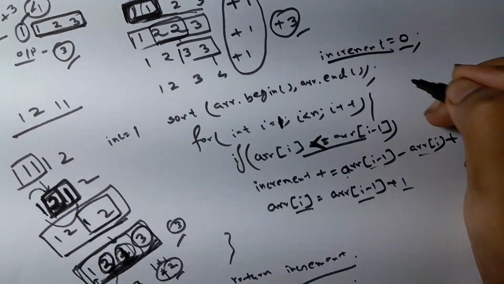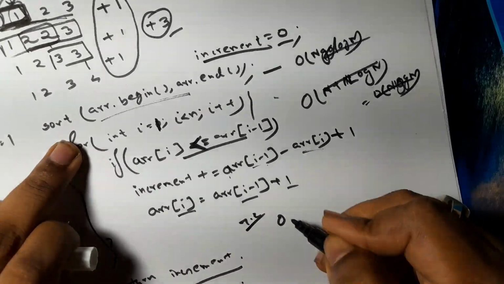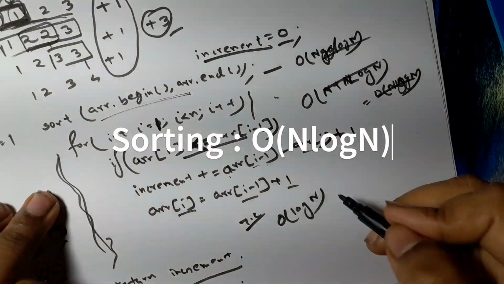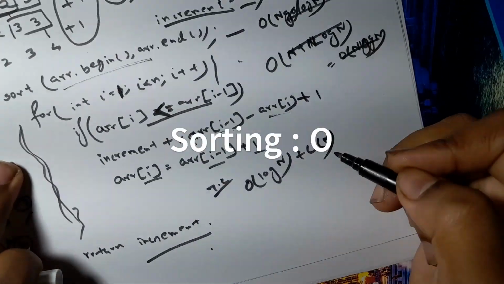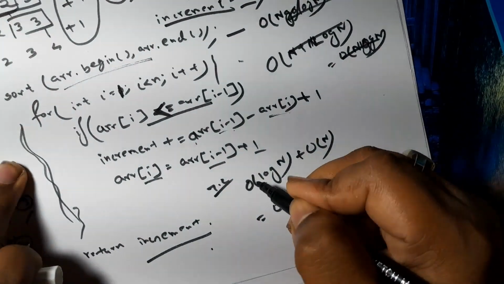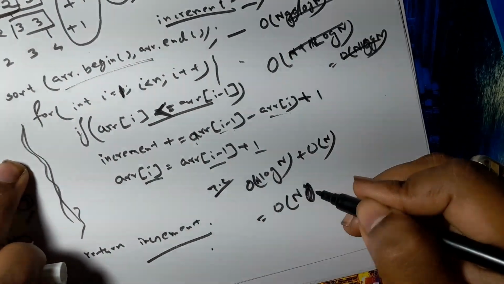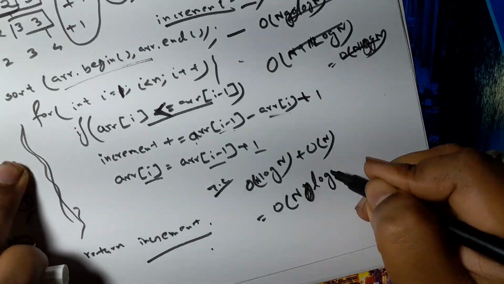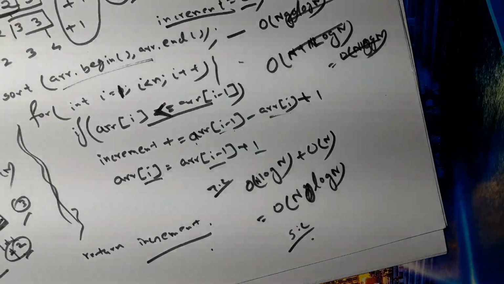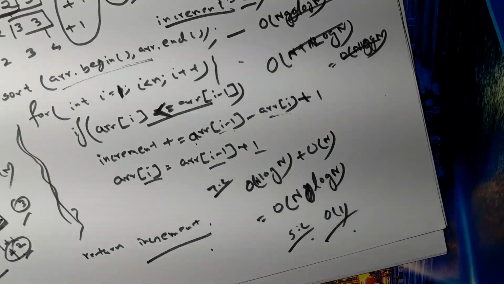And what will be the time complexity here? For sorting, it is big O of n log n. And for this for loop, my time complexity is big O of n. So the overall time complexity will become big O of n log n. And we have not taken any extra space, so my extra space will be O(1). So space complexity will be big O of 1 and time complexity will be big O of n log n.